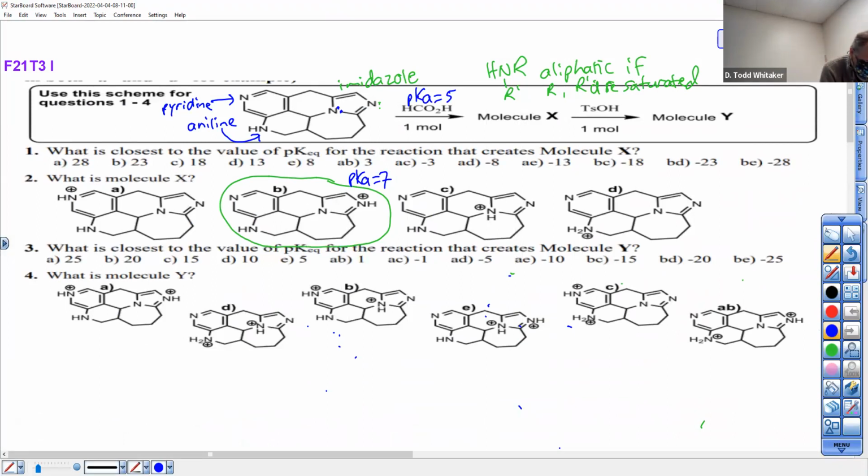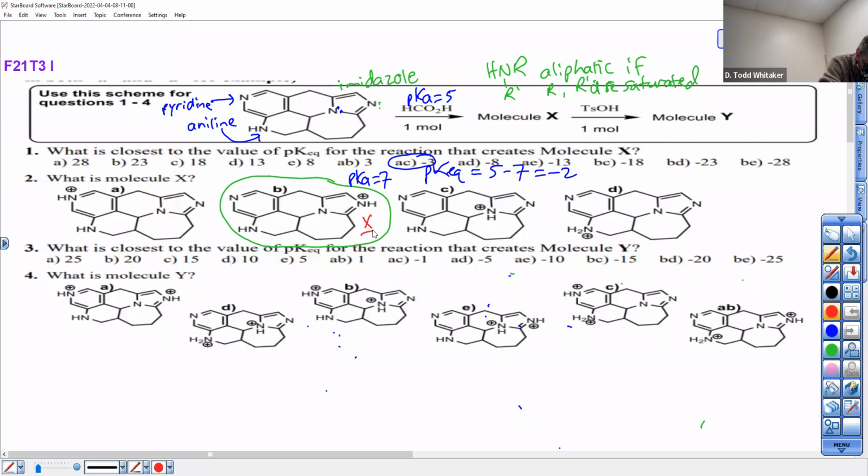So negative 2 was the right answer. I'll even show the calculation, pull my sweater up a little here. pKeq equals 5 minus 7. Remember, this is the product, the 7. And we like this answer right here. And in the next reaction, we got molecule X, which we just put on the screen. There's molecule X.